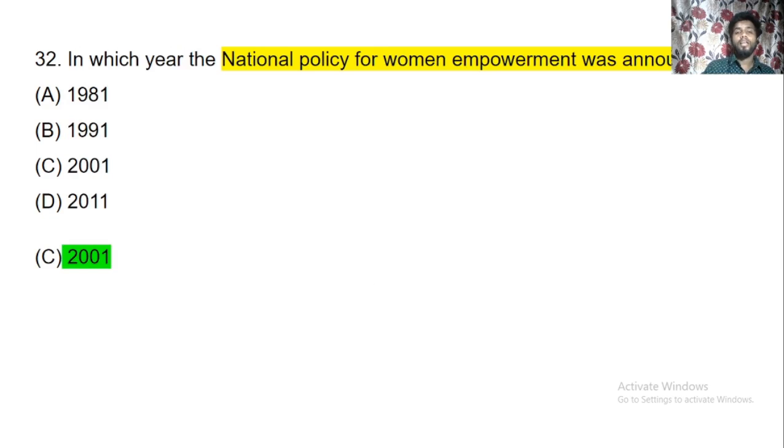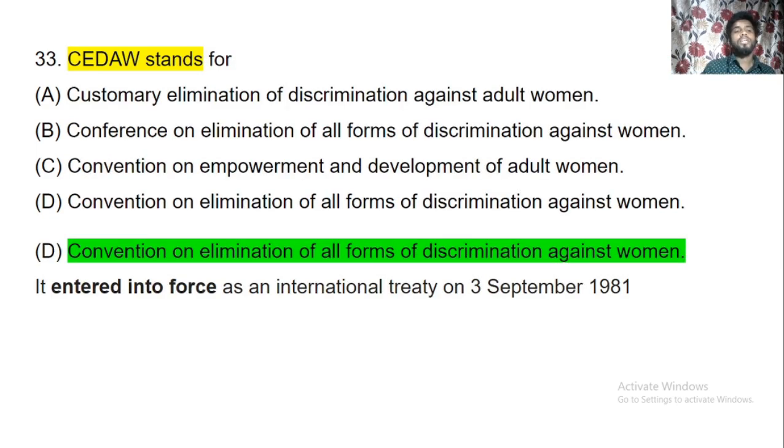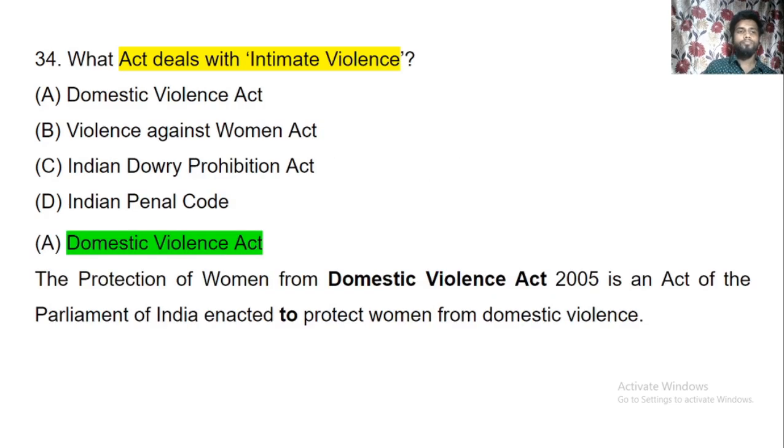Now next question, in which year was the national policy for women empowerment announced? In 2001. Now CEDAW stands for Convention on the Elimination of All Forms of Discrimination Against Women, and it entered into force as an international treaty in September 1981.